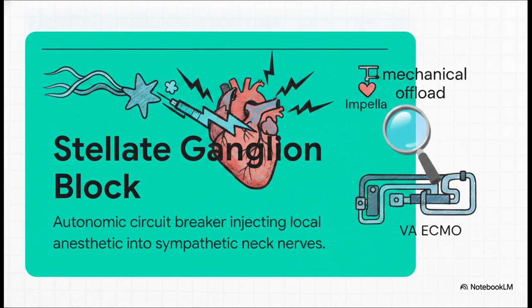If medications fail, we can escalate to mechanical support like an Impella or VA ECMO to physically offload the heart. But we can also use this incredibly fascinating physical block called a stellate ganglion block. It basically acts as an autonomic circuit breaker. By injecting a local anesthetic directly into the sympathetic nerves in the neck, you're quite literally severing the sympathetic drive that's terrorizing the heart. It's a real game changer.